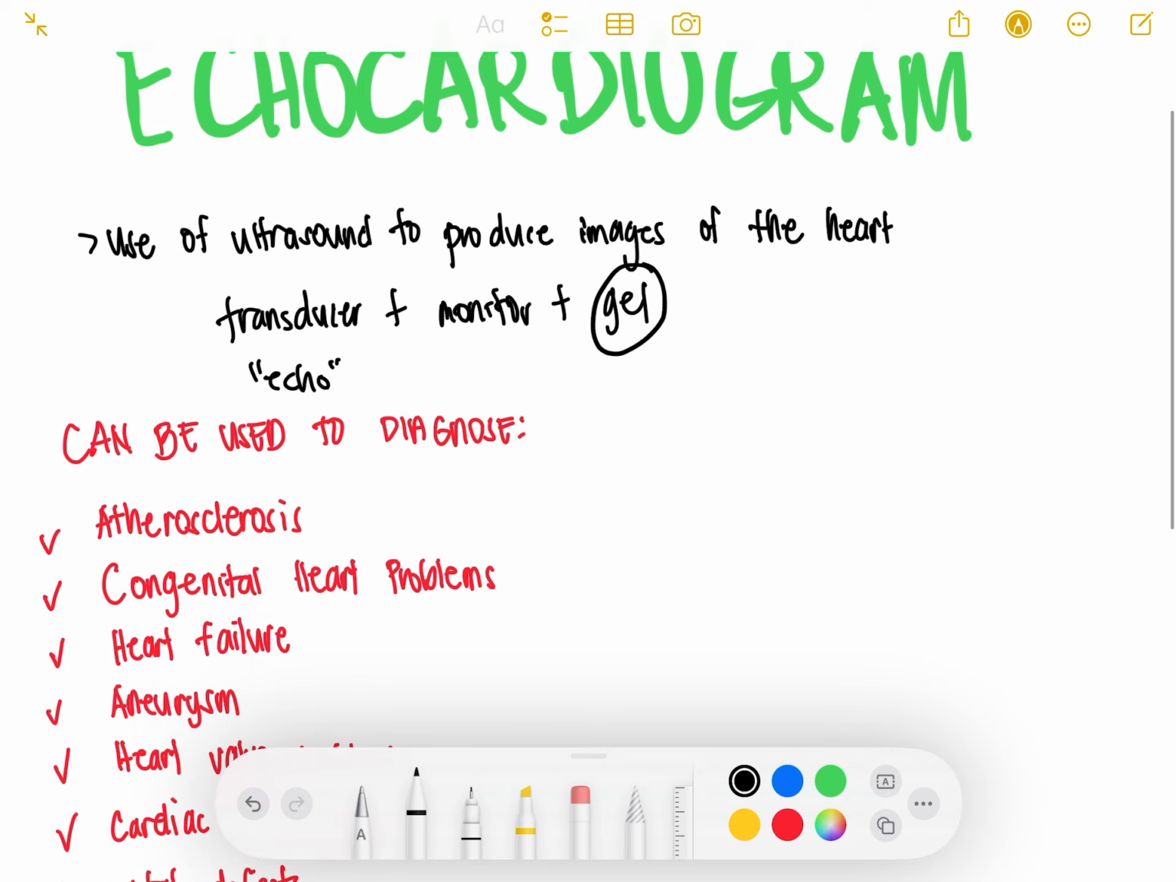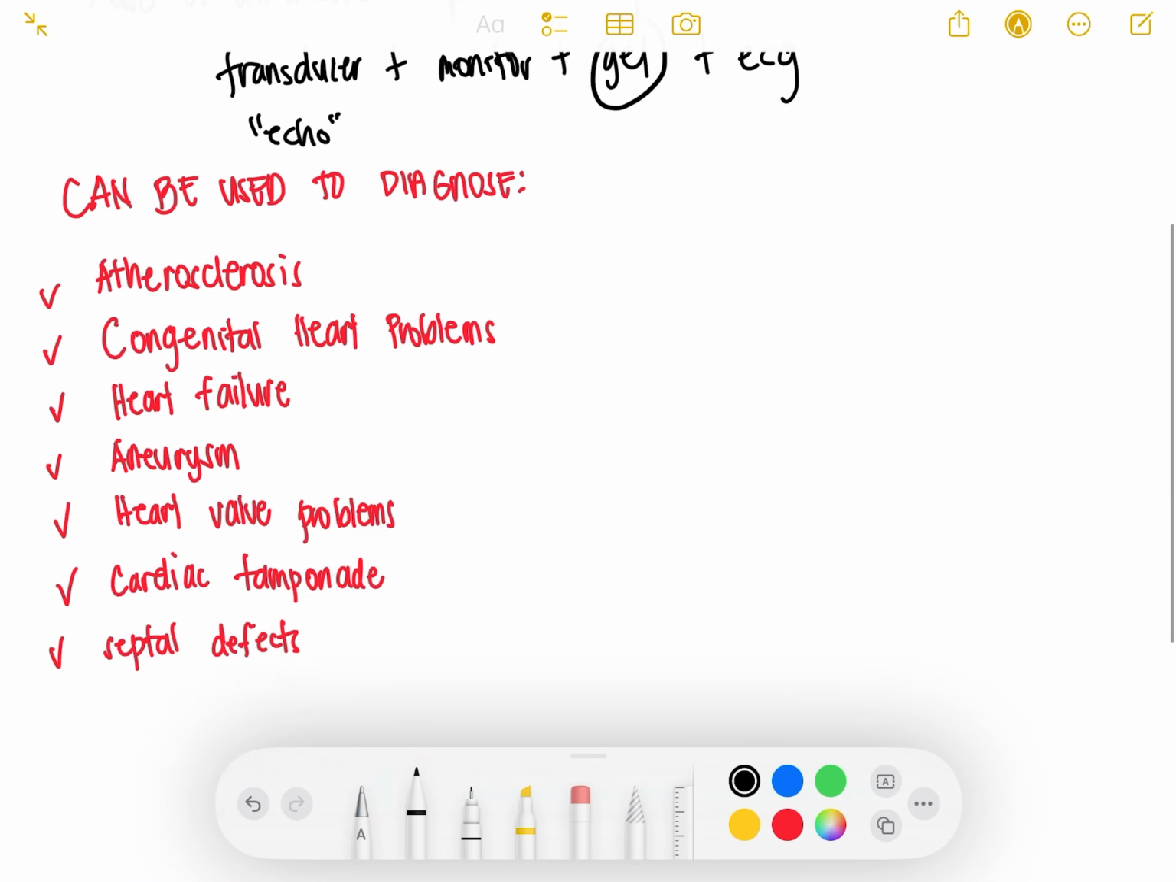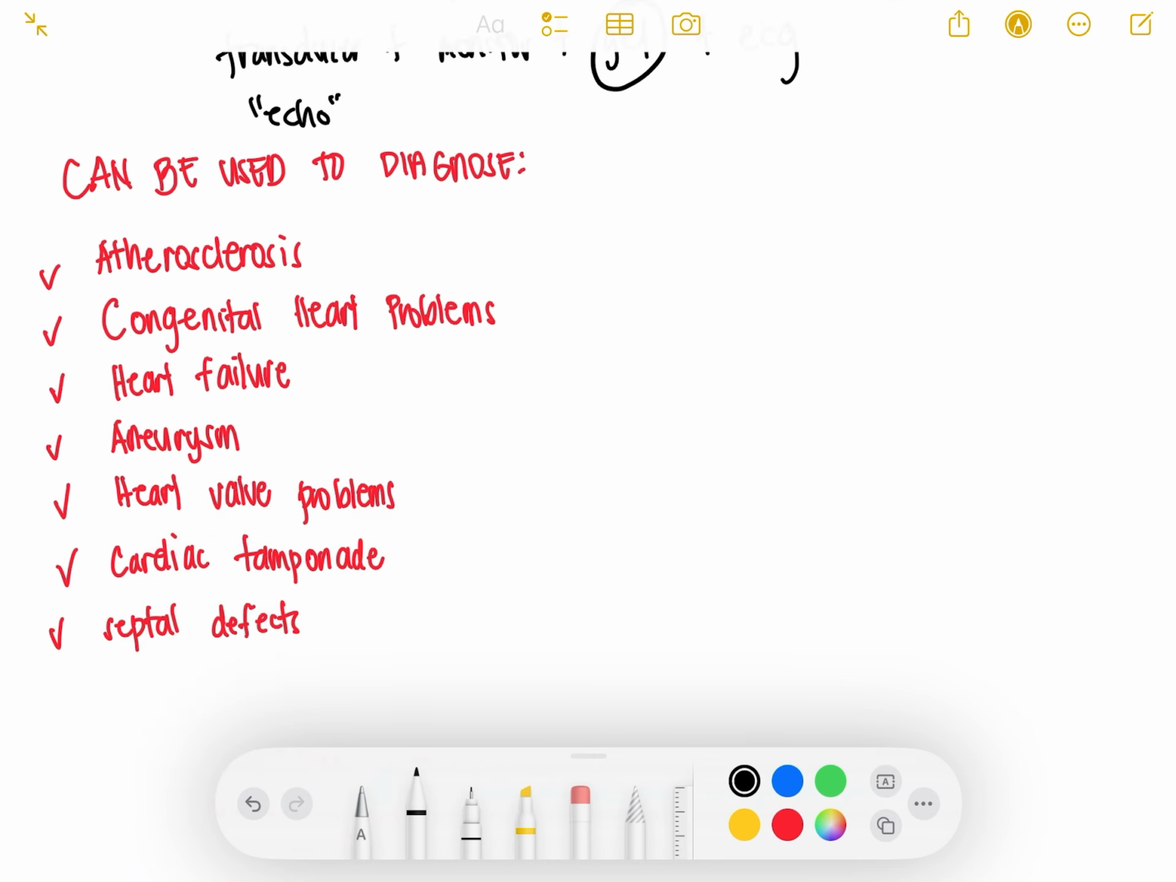Okay, so those are the primary materials that are used, and of course with the use of ECG. Okay, habang naka-echocardiogram si patient, they are usually attached to an ECG. Okay, so habang nag-echocardiogram ang patient, namomonitor din ang electrical activity ng kanilang heart with the use of an ECG, which has already been discussed. So, para saan ba si echocardiogram? Ito yung mga common problems that can be diagnosed using echocardiogram.